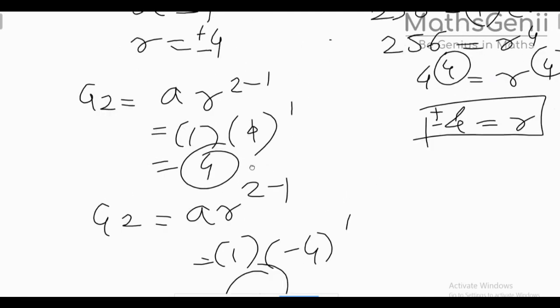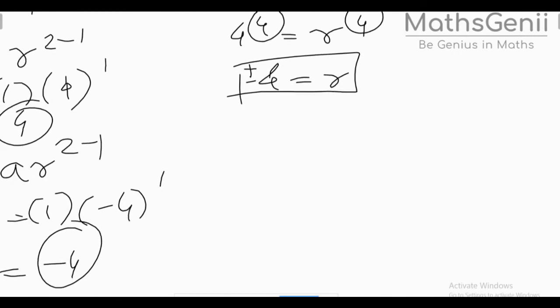Similarly, G3 and G4 you find out. What I want to try to tell you here is you are going to have two series. One where you are going to substitute 4, and other where you're going to substitute minus 4.